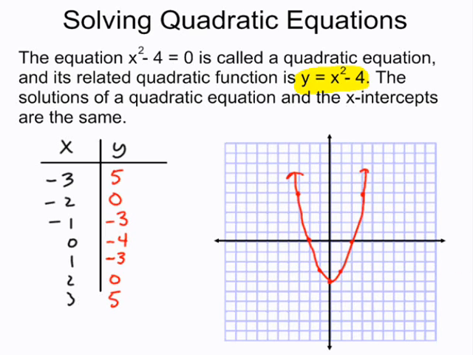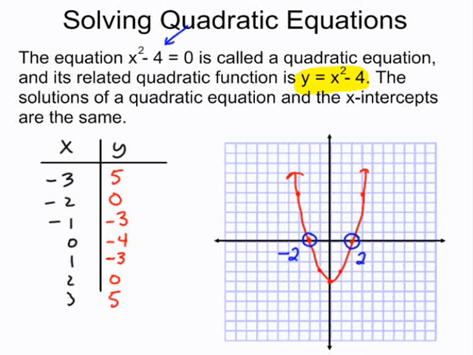Okay, now the solutions are our x-intercepts on the graph. So if we look at where our parabola crosses the x-axis, we can see that one of our x-intercepts is -2, and the other x-intercept is at +2. So this would be the solution to our quadratic function, -2 and +2. It's also going to be the same for our quadratic equation here, -2 and +2.